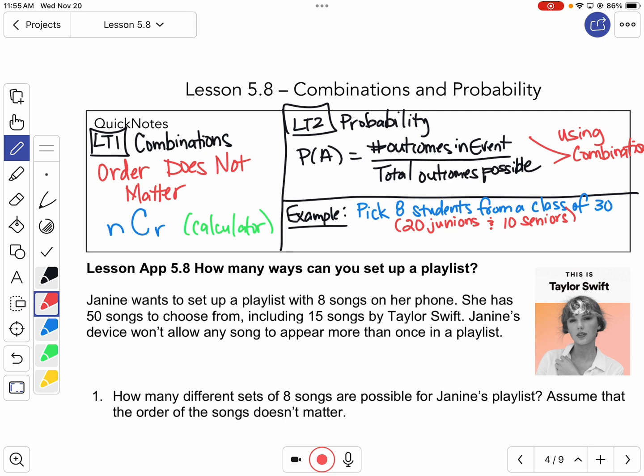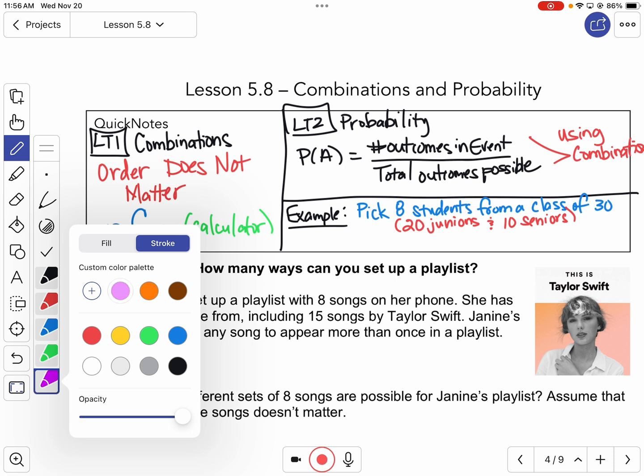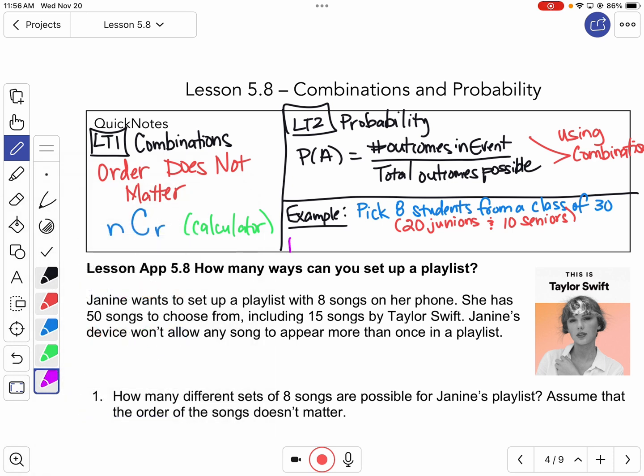Alrighty. So here's our example. Let's say we want to find the probability that I'm going to pick 8 students from a class of 30. There are 20 juniors and there are 10 seniors in that class. But they get specific in this probability, and they say, let's make it interesting. I want the probability that I'm going to get exactly 5 juniors and 3 seniors. So, all right, we're going to get specific. I want 5 juniors and 3 seniors.